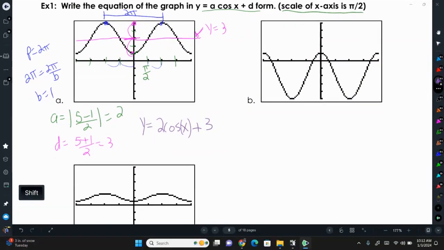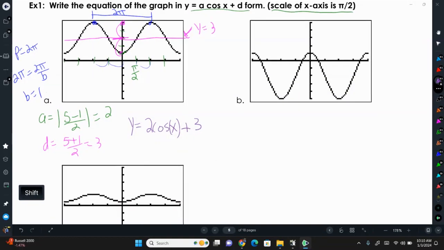Now the last thing we need to note, however, is that our cosine graph is starting at the bottom here. It's not starting at the top. So we need to have a negative in front. So it's going to be y equals negative 2 cosine of x plus 3. All right, now letter B.